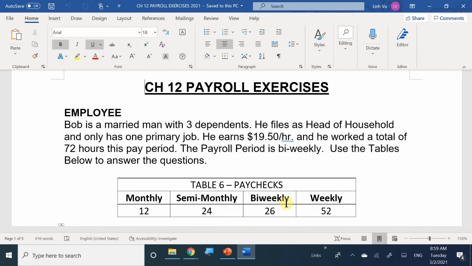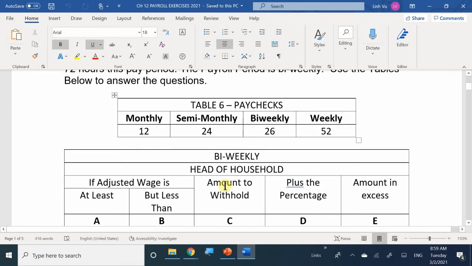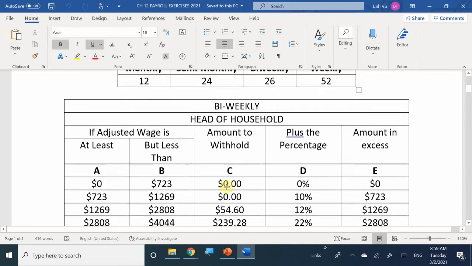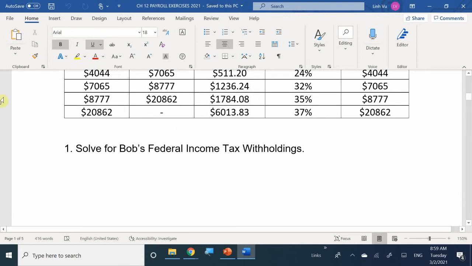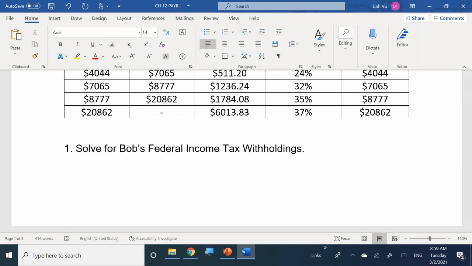So first things first, let's extract the information. We got Bob. He makes $19.50 an hour, and he's on a bi-weekly payroll, meaning he gets paid every 2 weeks. He worked a total of 72 hours. So let's go ahead and solve for this down here. First things first is solve for Bob's federal income tax withholdings. So first we've got to start off by calculating how much total earned income he made. So what is his total earned income?